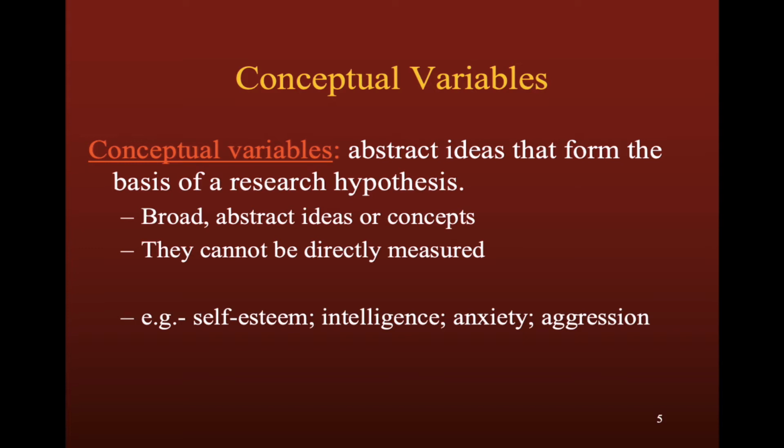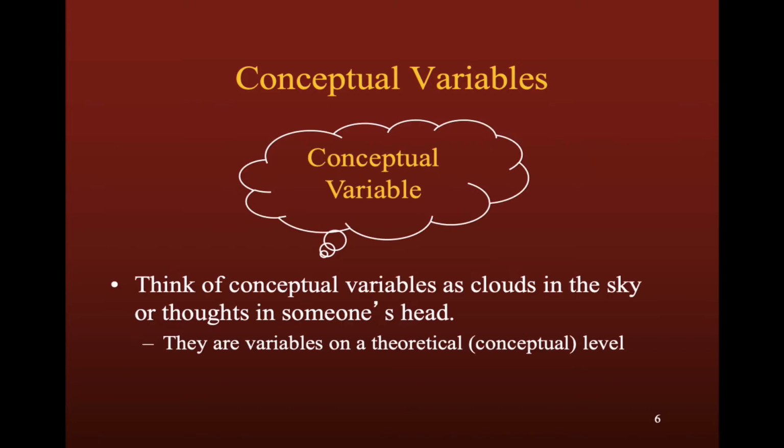So conceptual variables are these broader abstract ideas that we are interested in, but the challenge is that you can't directly measure them. Things like aggression, prejudice, intelligence, anxiety, these are all variables that we care about, but there's no direct way of measuring them. I like to think about conceptual variables as a cloud in the sky, or, in a cartoon, the thought in someone's head. It's something that's there, but you can't easily get your hands around it, right?